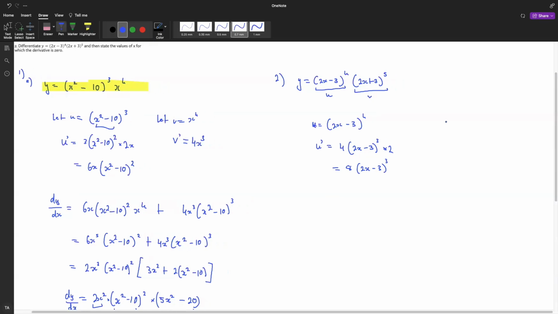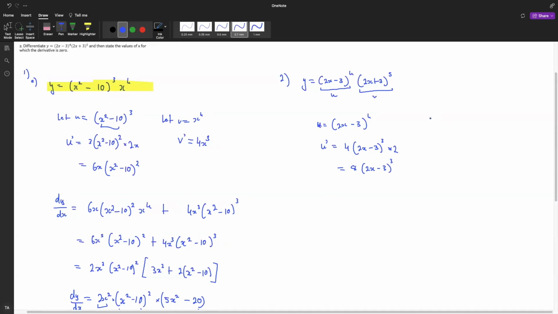Okay, now our v is going to be something similar. So our v is (2x plus 3) to the power of 5. So the derivative of v is going to be, with 5, we bring the power down, (2x plus 3), we reduce the power by 1, and multiply that by the derivative of what's inside, which is just 2. And simplifying that just gets us 10 (2x plus 3) to the power of 4.